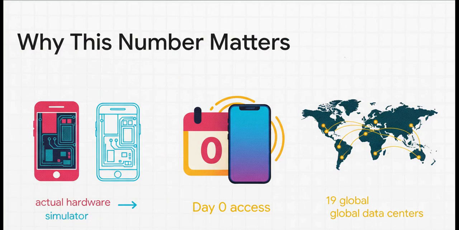So why should you care about a big number like that? Well, first off, testing on actual hardware means you find the bugs that simulators just miss. It's a game changer. Second, you get what's called day zero access. The moment a new iPhone or Android OS drops, you can start testing on it instantly. And since it's all hosted across 19 global data centers, you get super fast, reliable performance no matter where your team is.